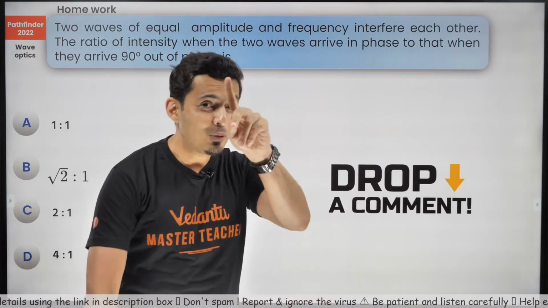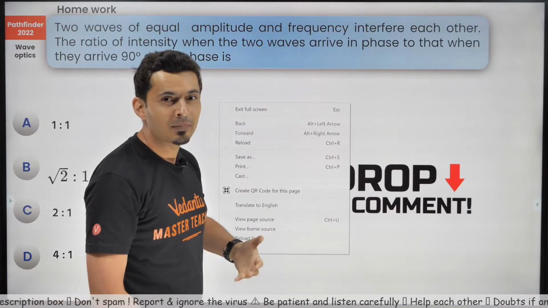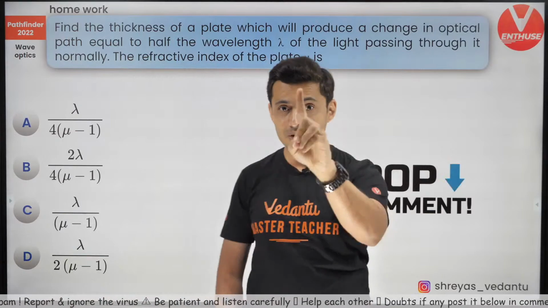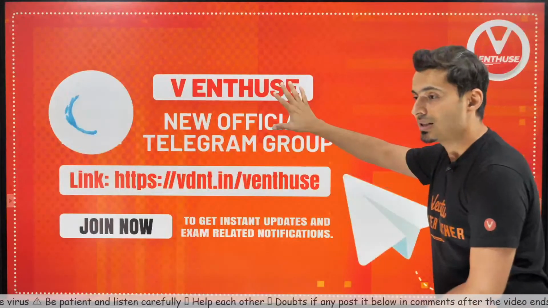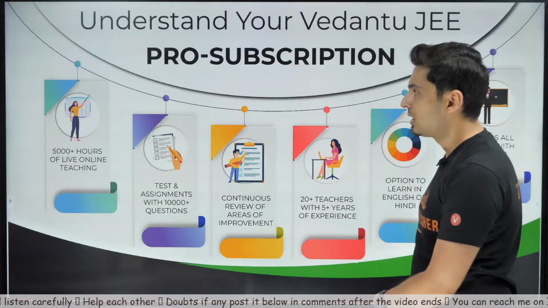Yep. So this is your first homework question. Please post the answers in the comment section. That will obviously give you confidence about this chapter. Okay, this is the next question. Solve this, put up the answers in the comment section again, and the solutions will be available on the Telegram channel. The link again is there in the description box.